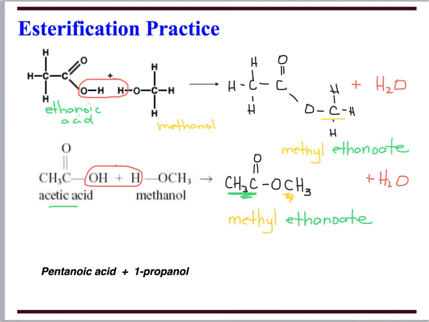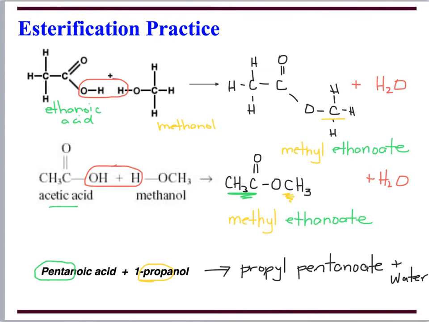Okay, so the last example is just doing it strictly from the names. So remembering what we were doing, we were taking the alcohol part of the name as the yellow part, and the carboxylic acid part of the name as the green part. I know that that is going to produce me propyl pentanoate. And of course, don't forget your water. So water is also produced in the reaction.